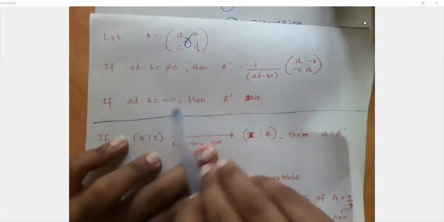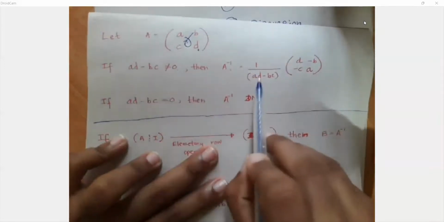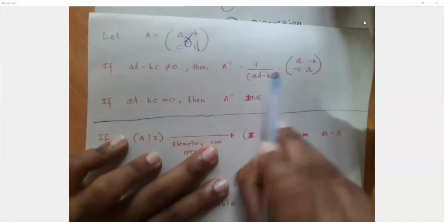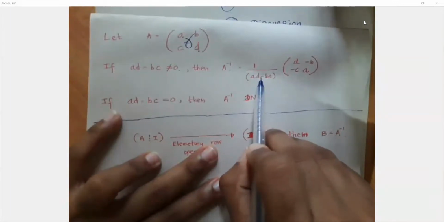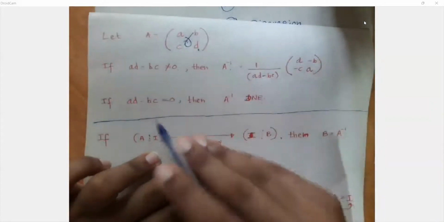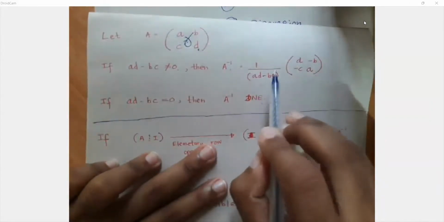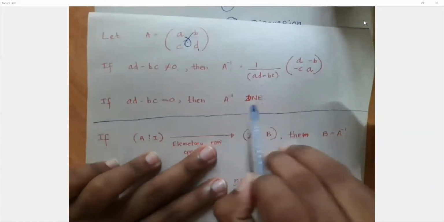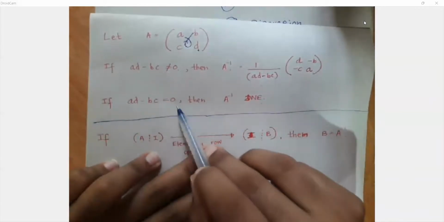Why? If this term is equal to 0, see the value here: 1 over 0. 1 over 0 means what? It does not exist, right? 1 over 0 means it goes to infinity, or else we can't define a value. So we say A inverse does not exist when this term AD minus BC equals 0.